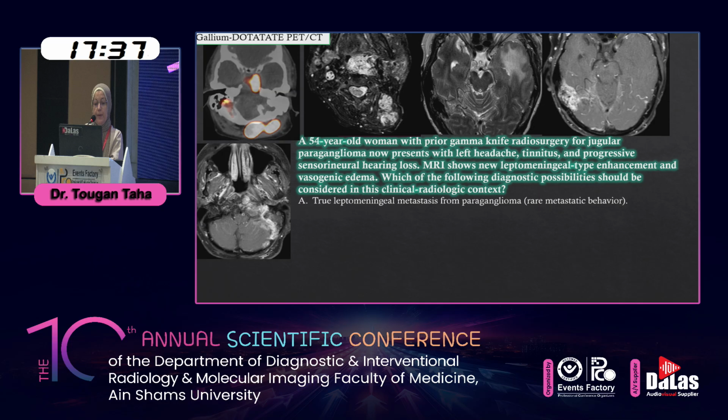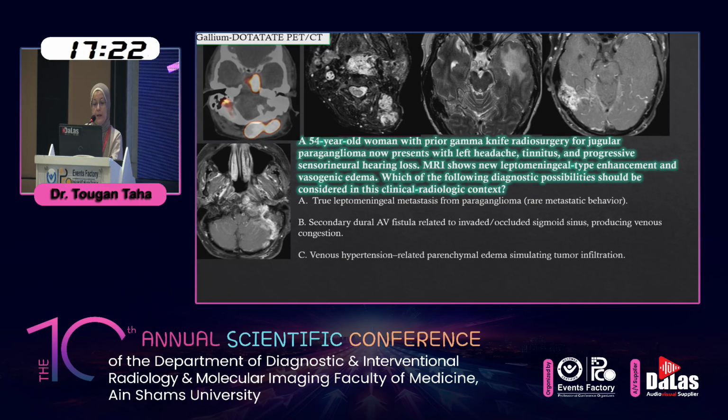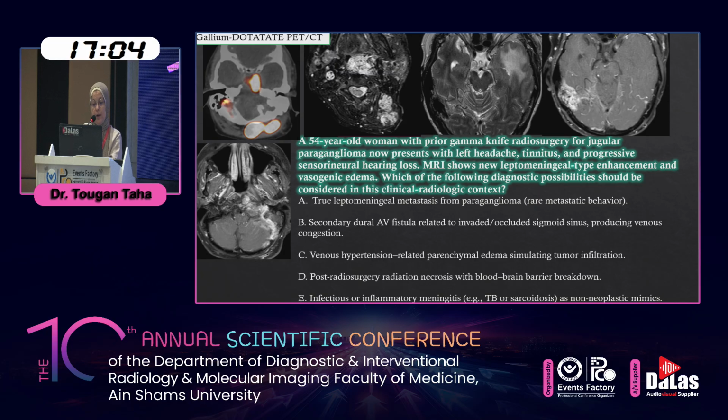This is true leptomeningeal metastasis from the paraganglioma. This is secondary dural AV fistula related to invaded or occluded sigmoid sinus producing venous congestion. This is venous hypertension related parenchymal edema simulating tumor infiltration. This is post-radiosurgery radiation necrosis with blood-brain barrier breakdown. This is infectious or inflammatory meningitis, such as TB or sarcoidosis, as non-neoplastic mimics. What do you think?